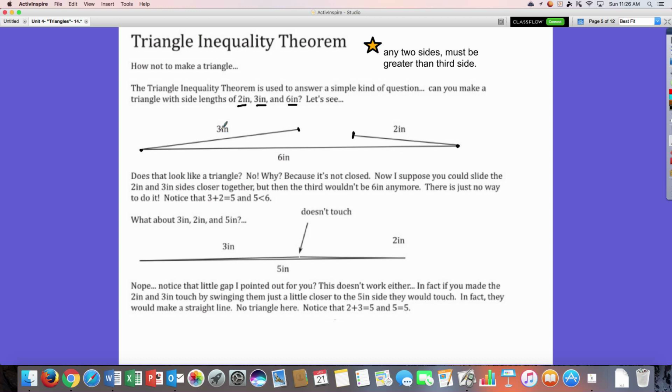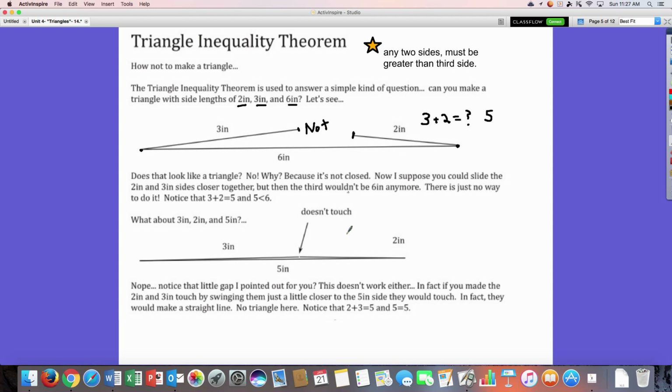So let's see it. 3 plus 6, that's 9. That's greater than 2. So that works. 2 plus 6 is 8. That's greater than 3. So that works. But if I add 3 plus 2, that's 5. It's not bigger than 6. So basically this long theorem right here explains that it has to be bigger than the third side. So any 2 sides have to be bigger than a third side. So this one is not a triangle.